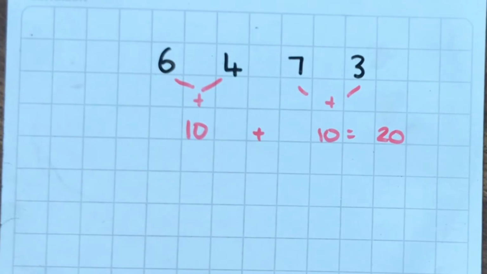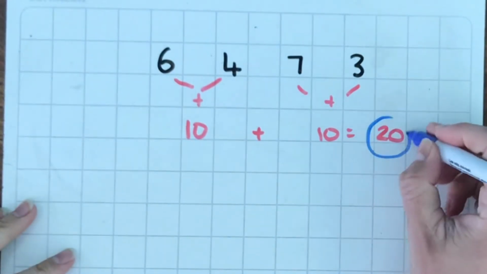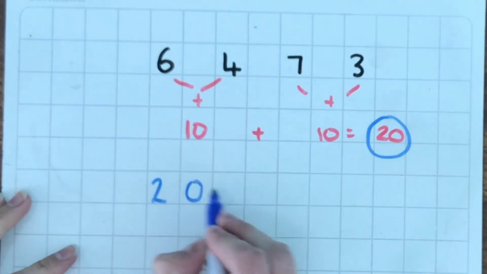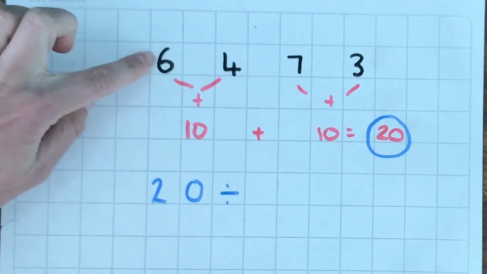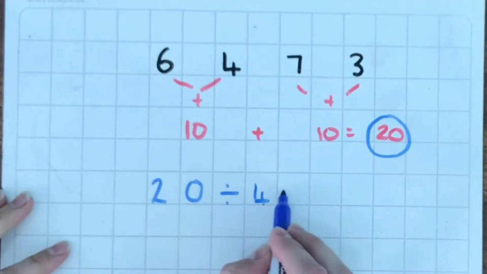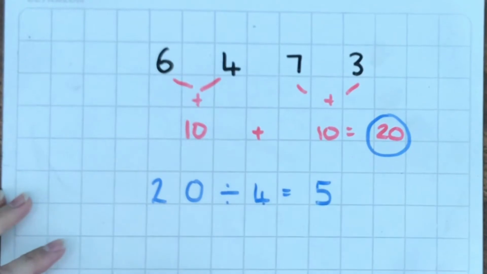For step number 2, what you have to do is divide the total, which is this, by how many numbers you've added together. So we're going to take 20 and divide it by 1, 2, 3, 4, because we've added 4 numbers together. That gives us an answer of 5. So the average for that group of numbers is 5.